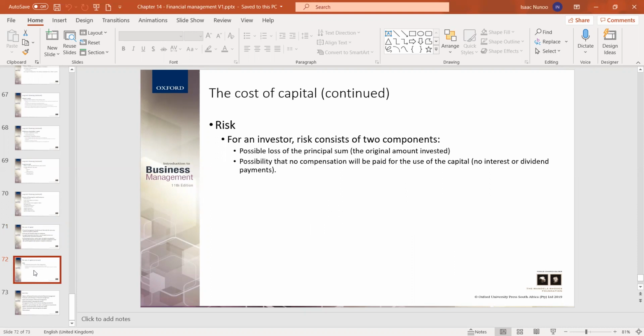And also, in terms of risk, for an investor, risk constitutes two components. That is the possible loss of a principal sum, the original amount invested, and the possibility that no compensation will be paid for the use of the capital. So as an investor, one thing you should know is that it involves risk, and you should position yourself so that you do not lose your principal sum, and so that if you do lose it, you are compensated or paid for the capital that you invested in the business.